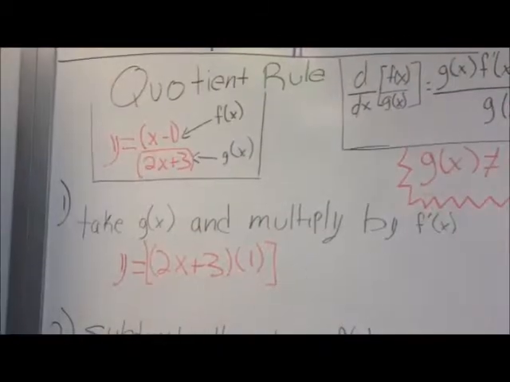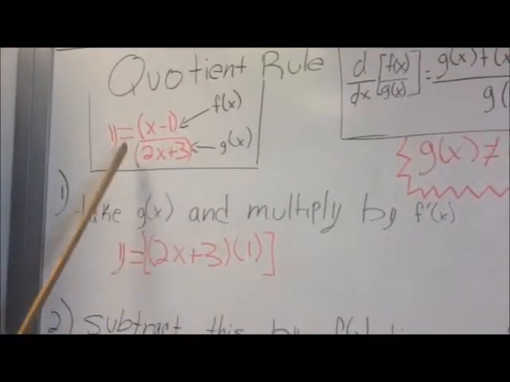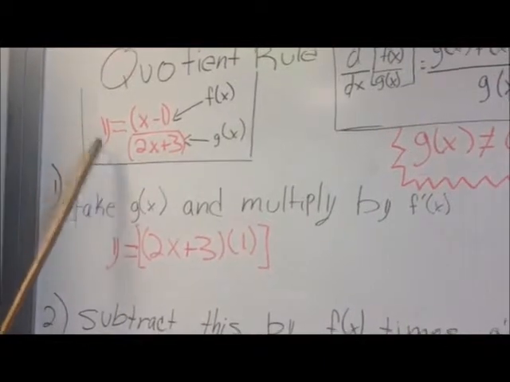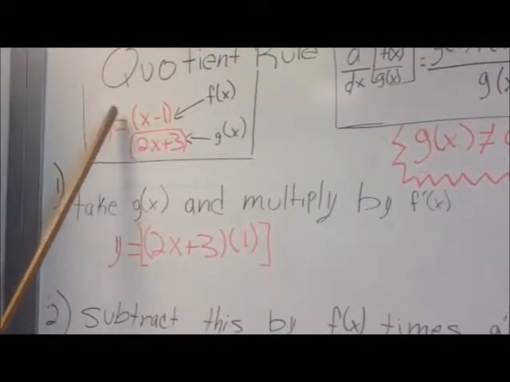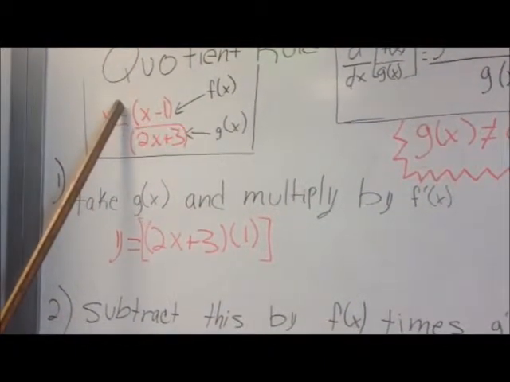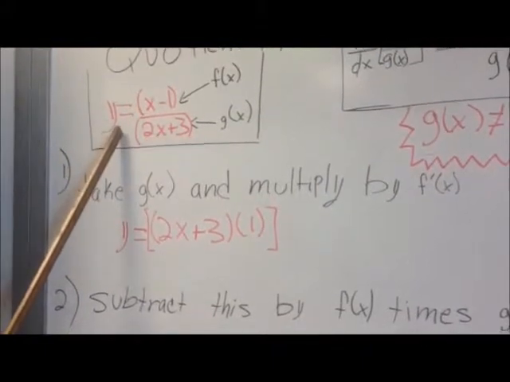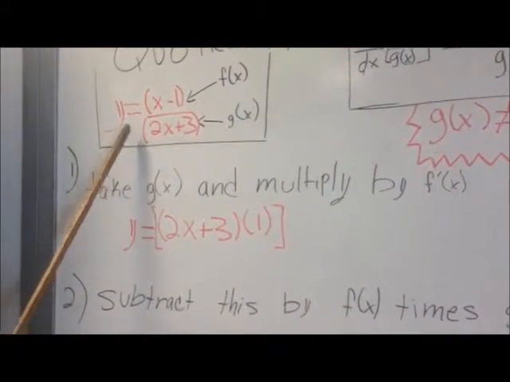Okay. For our example, we have y equals x minus 1 over 2x plus 3. Our top equation, x minus 1, is our f of x, and our bottom equation, 2x plus 3, is going to be g of x.